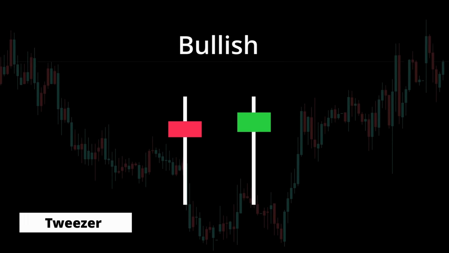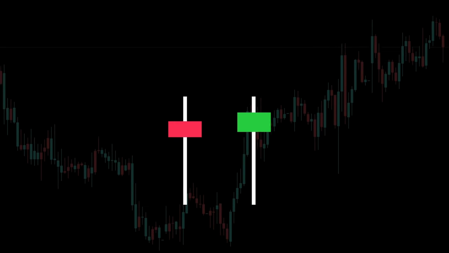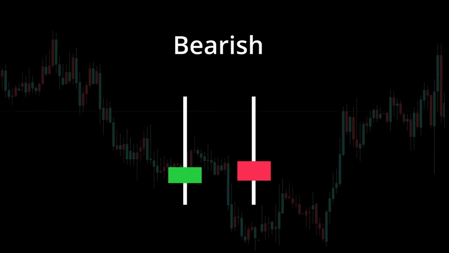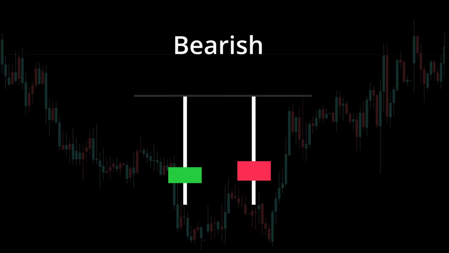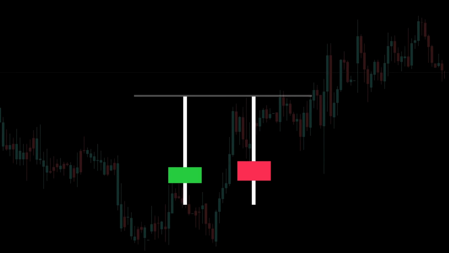Tweezers. Bullish. A red and a green candle with similar lower wicks. Bearish. Green and red candles with similar upper shadows. The price respects support and resistance.